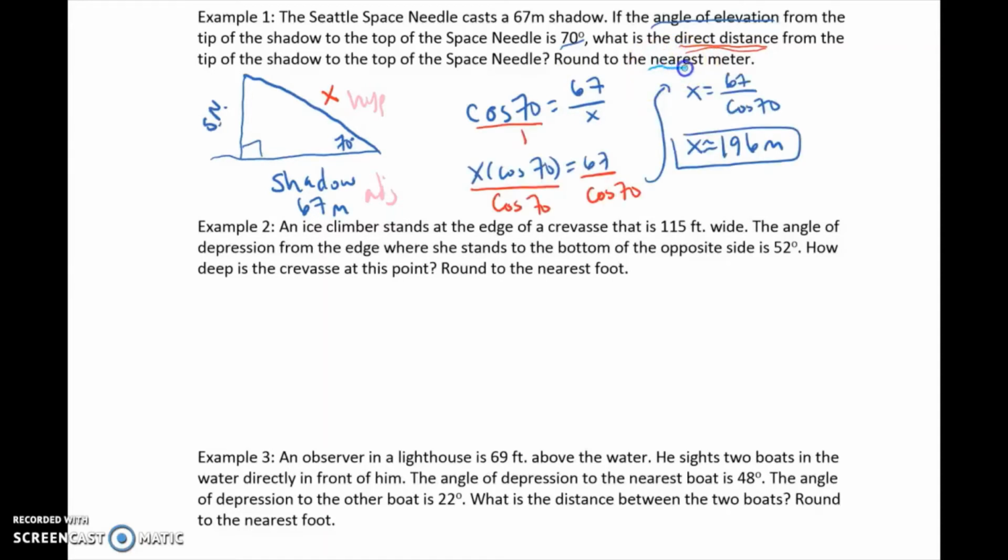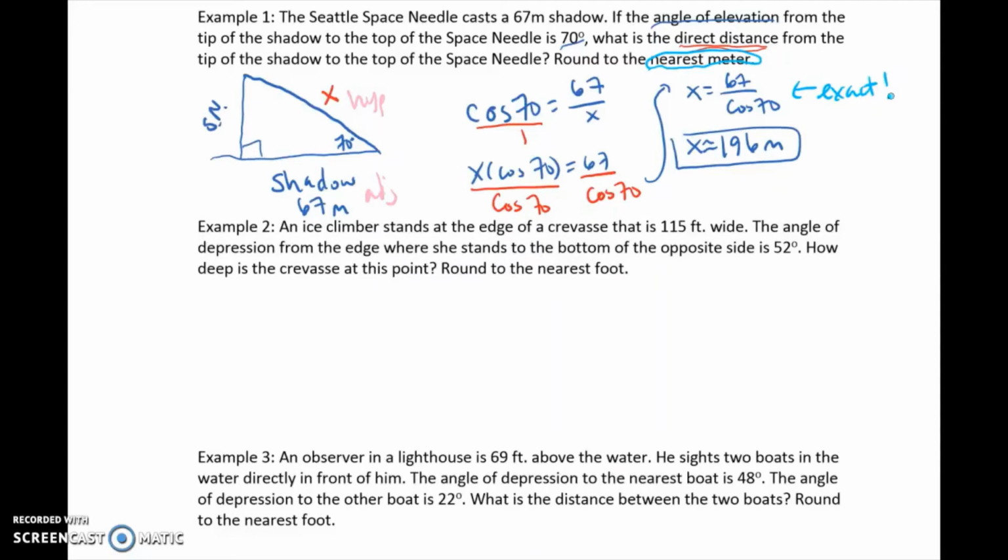Make sure we're rounding to the nearest meter, which is the nearest ones place. Remember, it never hurts to have your exact answer, because on your test I could ask you to do this on the non-calculator portion, so we want to stop with the exact answer, and of course be able to round it. All right, let's do one more example, and then we'll finish the last one in class.